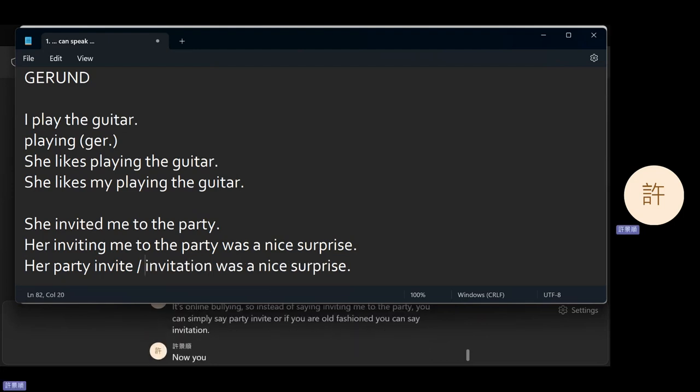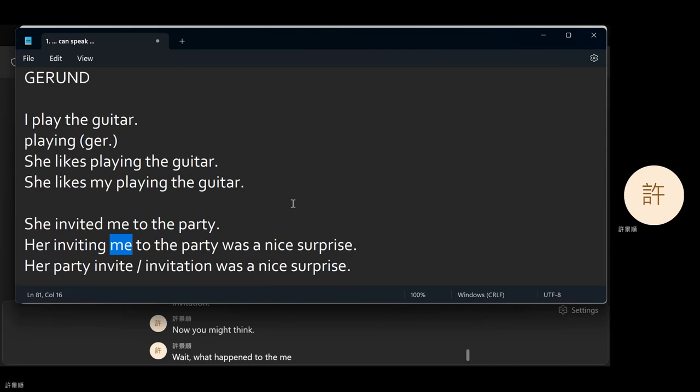Now you might think, wait, what happened to the me? Aren't we losing this important invitation information? And the answer is no, it's in the context. 在这个情境之中本来就是这样子. Why else would I say this if I did not get an invitation from her? This is the only reason I would say this. Well, I mean, there are other reasons. You could say, oh, she invited my best friend. That was nice. But usually the person being invited should be clear. That's why somebody is saying this sentence.